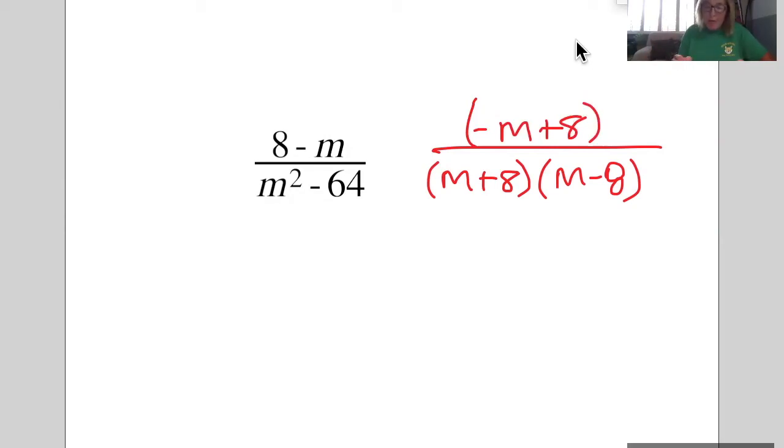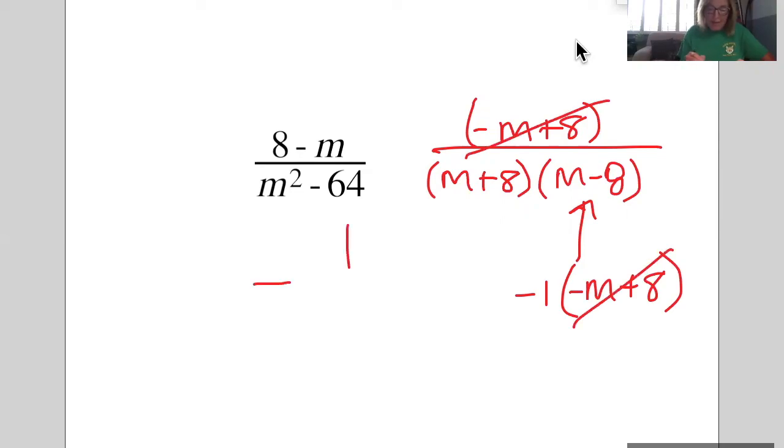Okay, so now we don't have a common factor right now, but we could create one by multiplying one of those factors in the denominator by negative 1. If we multiply this one by negative 1, we end up then with the same factor that we have in the numerator. So this and this are going to simplify away, and we have a negative on the bottom, so it's the opposite of, and we have an m plus 8 on the top.